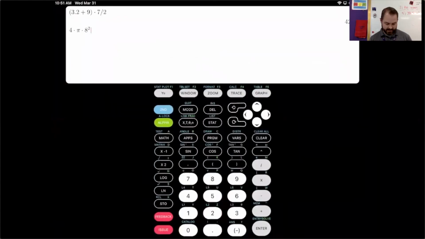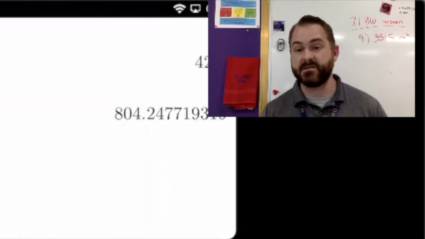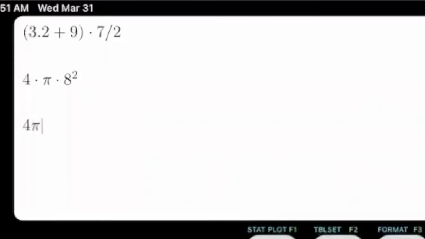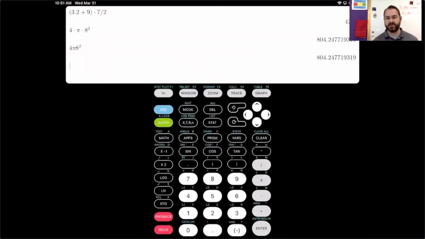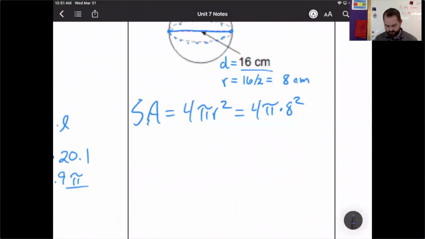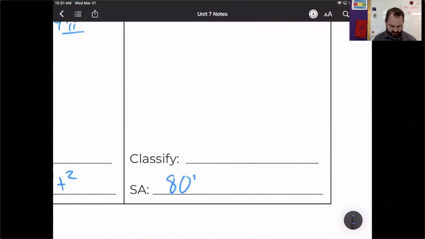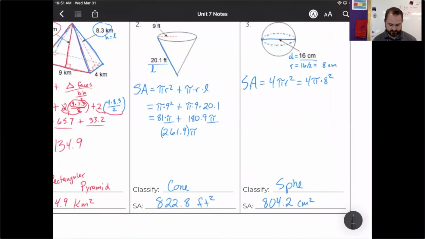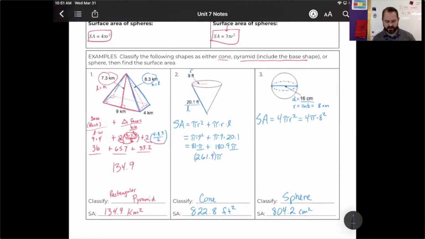I can put it in just like that, and I get about 804.2. I can even do it without the actual times signs. I can just do 4 pi 8 squared, just like I would write it on my paper without the dots for multiply, and it's going to give me the same thing if you're using this calculator app or a scientific or graphing calculator. So our final answer for surface area of this sphere is 804.2 square centimeters. Now, I forgot to classify it. I've been talking about it. I just forgot to write it in. This is a sphere, S-P-H-E-R-E. Okay, let's keep moving forward and try another problem or two.